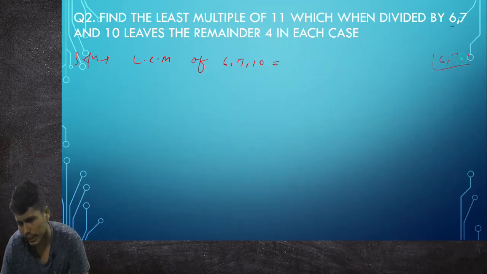6, 7, 10. Divide by 2. 2 is the first prime number which you are going to divide. 2 3s are 6, 7, 2 5s are 10. All these are prime numbers. 7 5s are 35, with the 2 it is 70, 70 times 3 is 210, right? We can write 210 as the LCM.